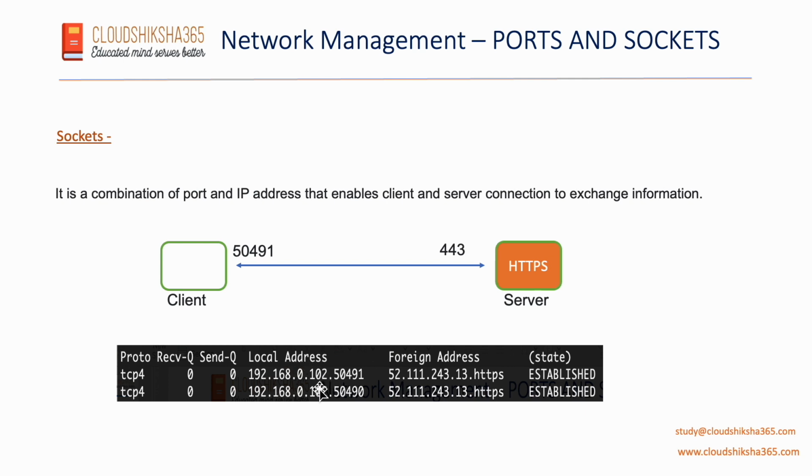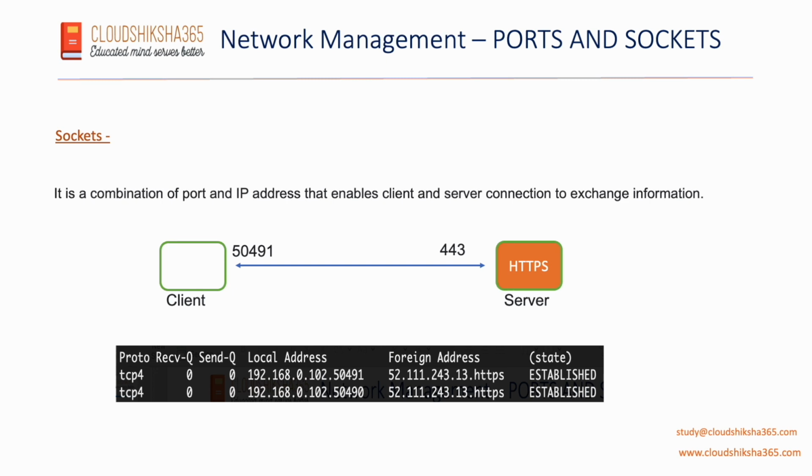One will be the client socket and one will be the server socket. You can see here in the example that when I'm opening up google.com, my local laptop is establishing a local socket, which ultimately ends up with the foreign address here, that is HTTPS, so 443. So this is what is called a socket. You see here two sockets: one is the local address, that is the client socket, and one is the foreign address, that is the server socket. So this is the combination being used as IP plus port.